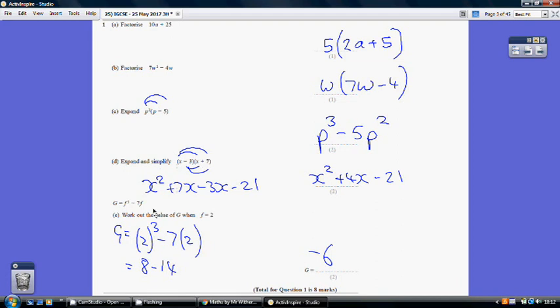Now for part E, we've just got to substitute 2 in for where f is. So it's 2 cubed, which is 8. And then we're going to take away 7 times 2, which is 14. 8 take away 14 is minus 6.